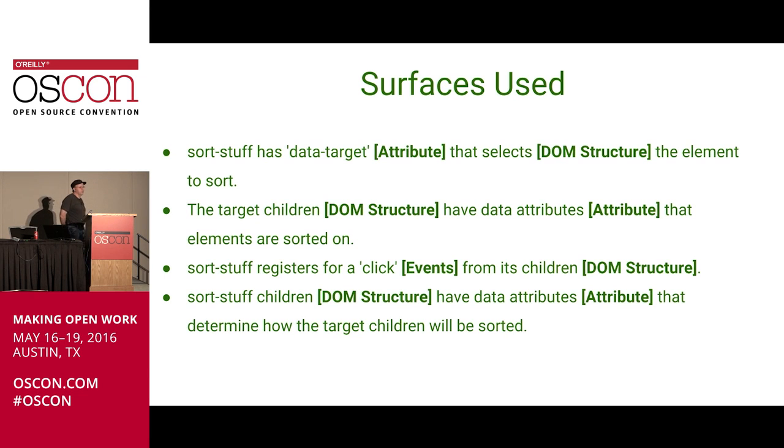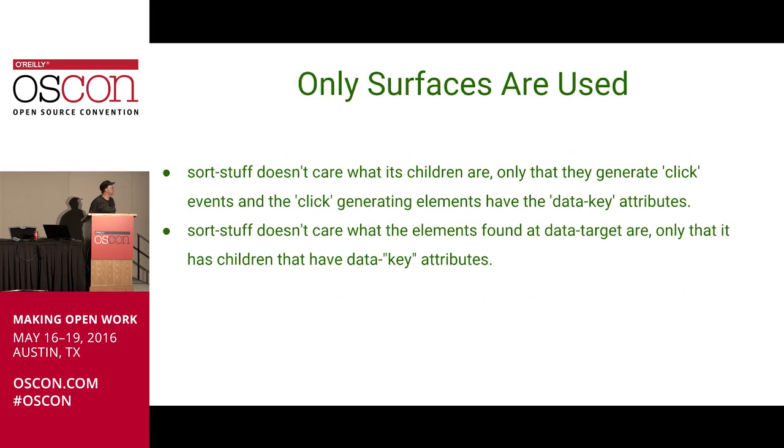Sort-stuff registers for a click. That's an event. From its children, DOM structure. And sort-stuff children have data attributes that determine how the target children will be sorted. So these are our surfaces. These are the ways we're putting these things together, right? And because we're only using these surfaces, we get a lot more flexibility out of the system, right? Sort-stuff doesn't care what the children are. Nowhere in there does it say I'm looking for a button, right? I'm looking for something that generates a click. That's it.